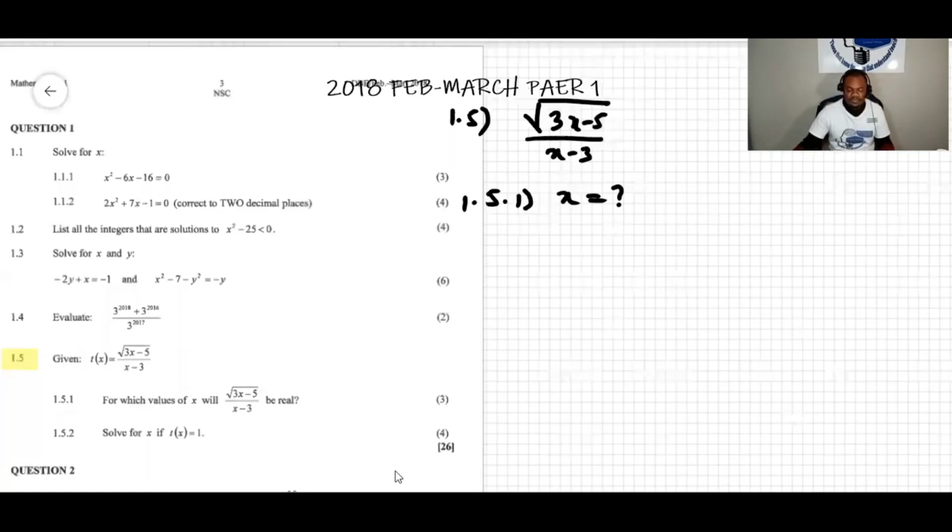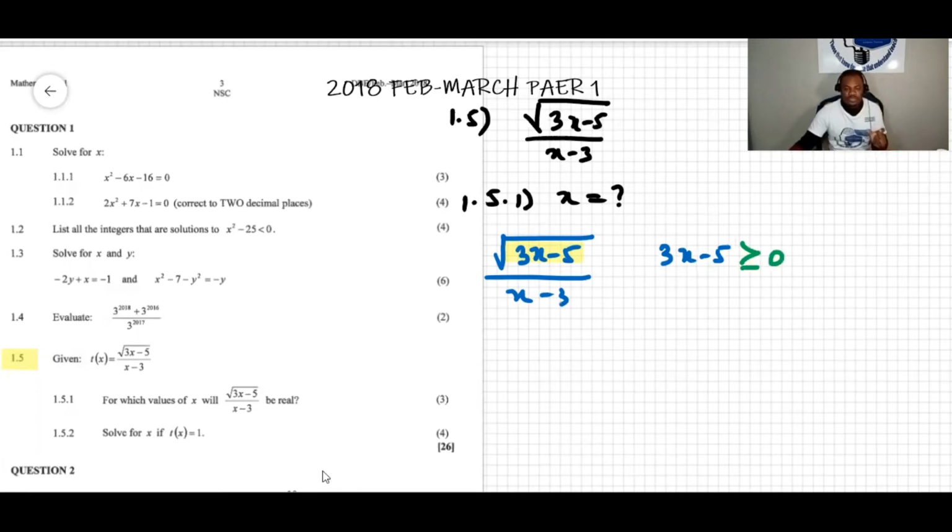This expression will be real. I'm going to write it here. Now we're solving the problem. We have root of 3x minus 5 all over x minus 3. Well, this will be real under two conditions. If the value inside the root, 3x minus 5, is greater or equal to 0. Because the square root is invalid for negative values, it must be 0 or more.